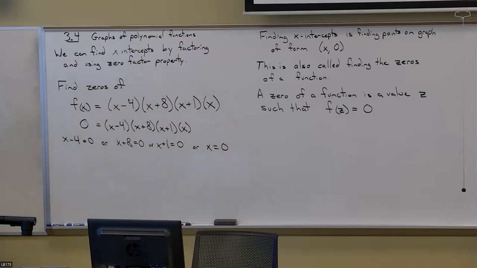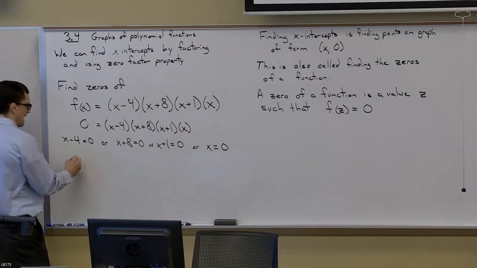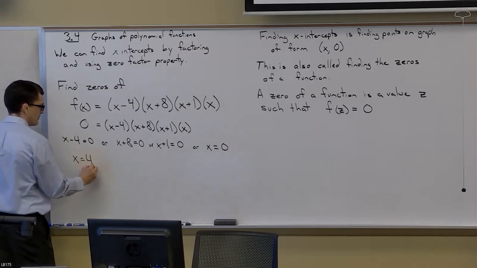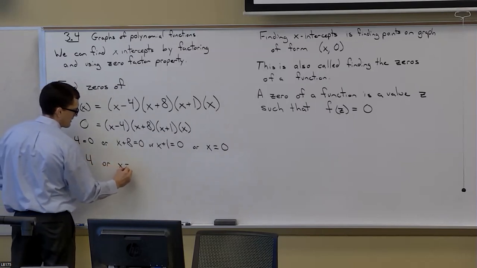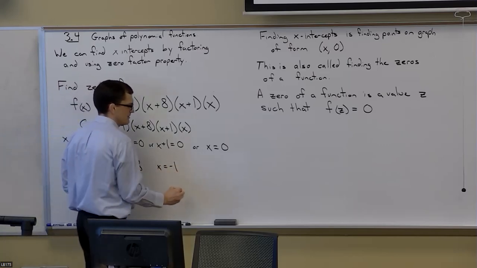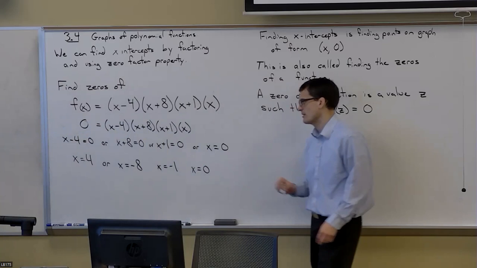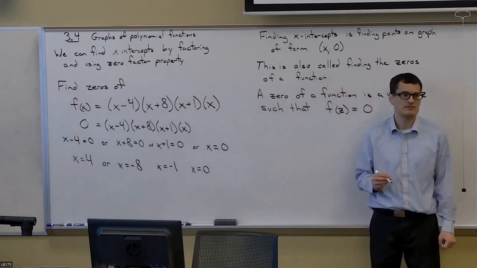And just like a quadratic, back in the quadratic I'd usually have 2 factors set equal to 0. Here I have 4 factors set equal to 0, but I can solve each individual equation. That's my point. And so add 4 to both sides, you get x equals 4. x equals -8. x equals -1. And then x equals 0 as the 4 zeros of that polynomial.